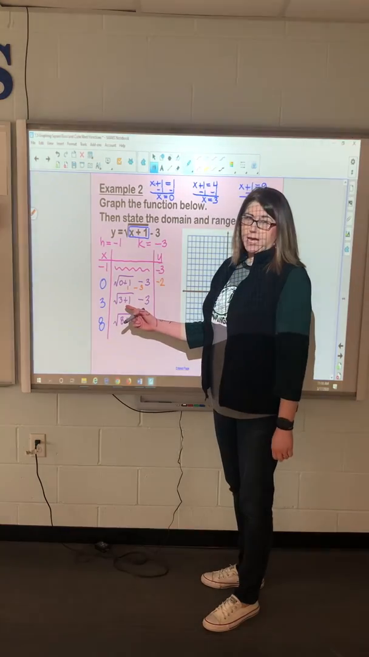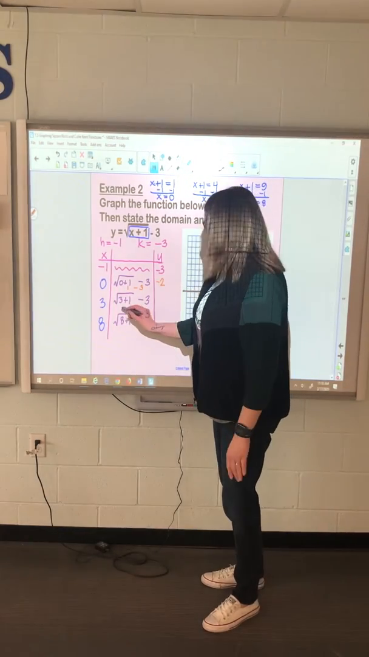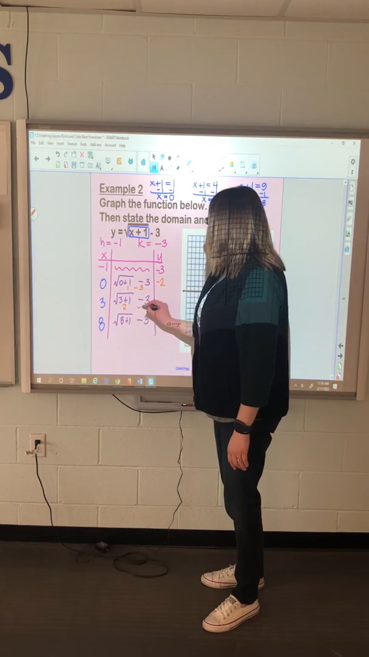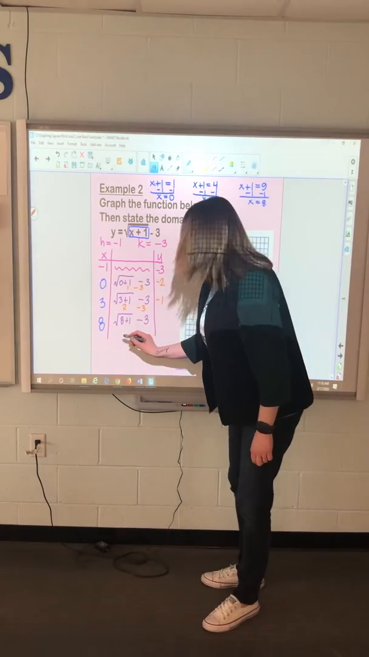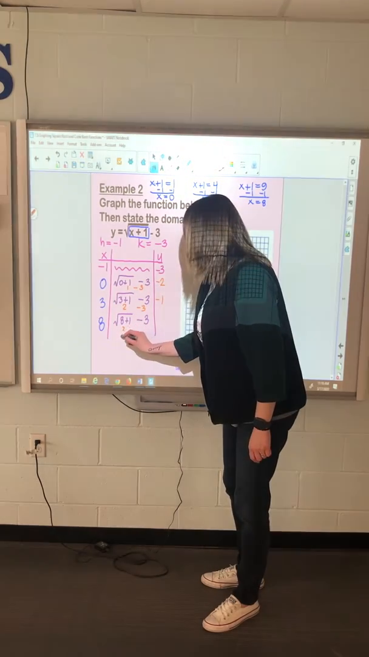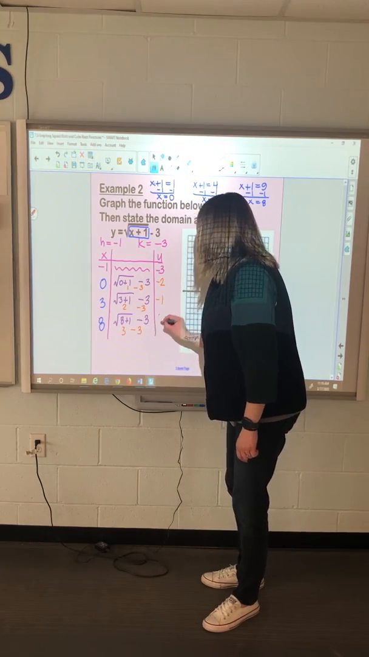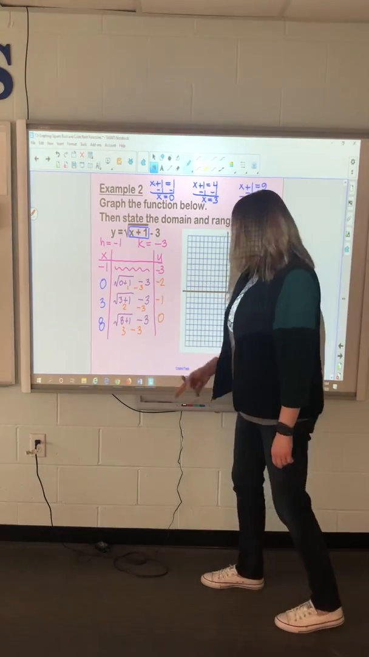The next one, we get a 4 underneath the radical. Well, the square root of 4 is 2, and then 2 minus 3 is -1. And then for our last one, we're going to get the square root of 9, which is 3, and 3 minus 3 is 0. So let's see how our graph looks.